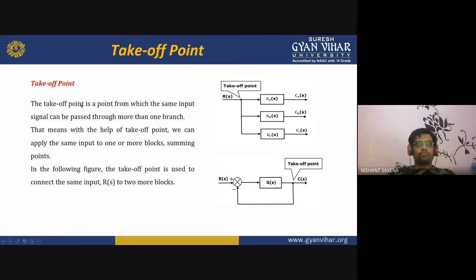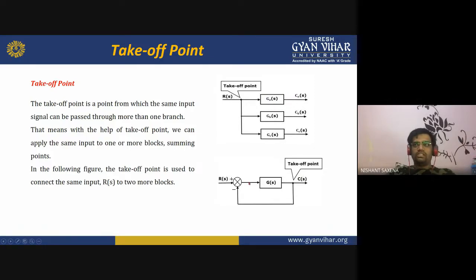So the takeoff point is a point from which the same input signal can be passed through more than one branch. That means with the help of the takeoff point, we can apply the same input to one or more blocks or the summing points. I hope this is clear to you.